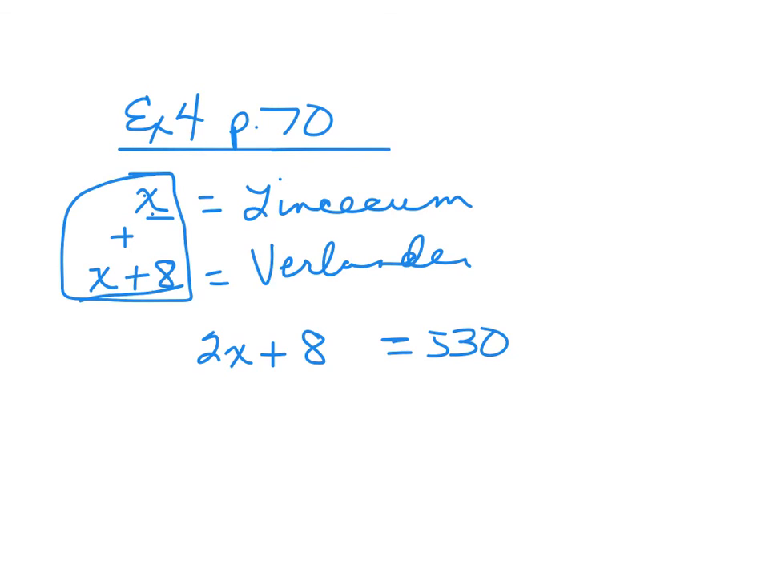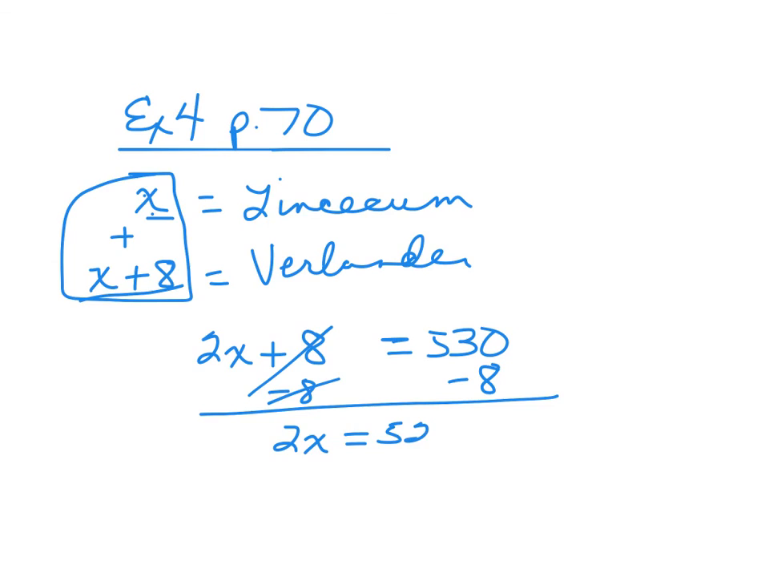Let's solve the equation. So we can subtract 8 from both sides. Now this is a math problem now, so it's pretty simple. We know how to do the algebra. So 2x is equal to 522. Divide both sides by 2. If you want to use your calculator to divide 522 by 2, you can. It should turn out to be 261.